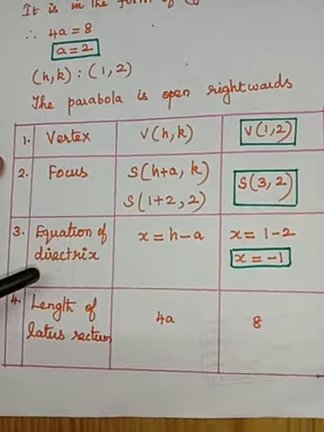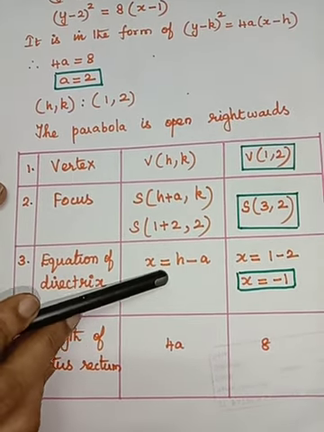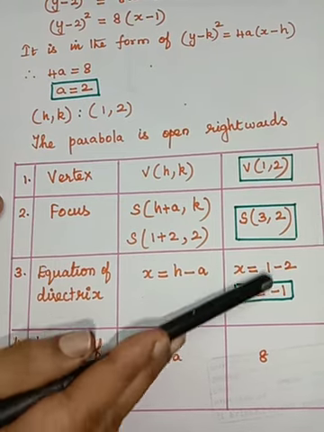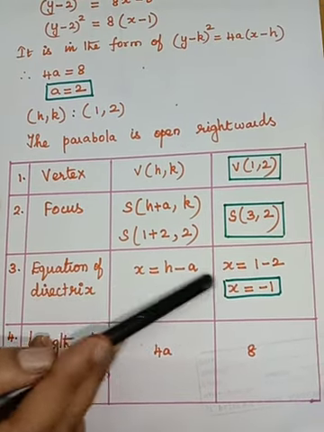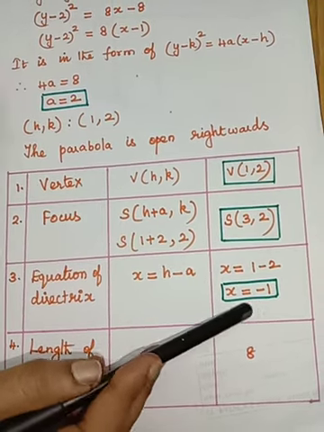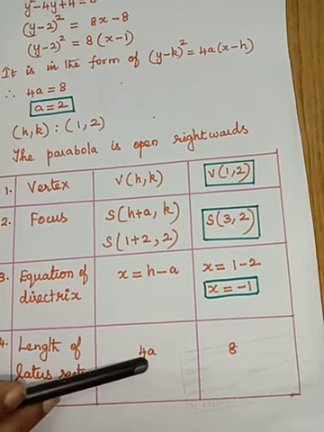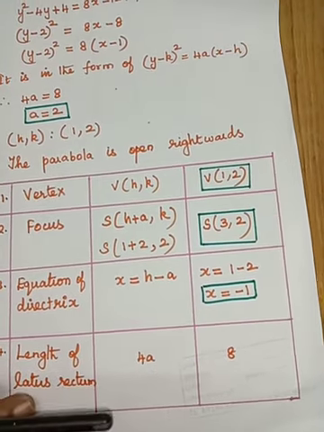Go for the equation of the directrix. So the equation of the directrix is x is equal to h minus a. So substitute h as 1 and a as 2. So 1 minus 2 is equal to minus 1. So x is equal to minus 1. The length of the latus rectum is 4a. What is a? a is 2. So 4 twos are 8.